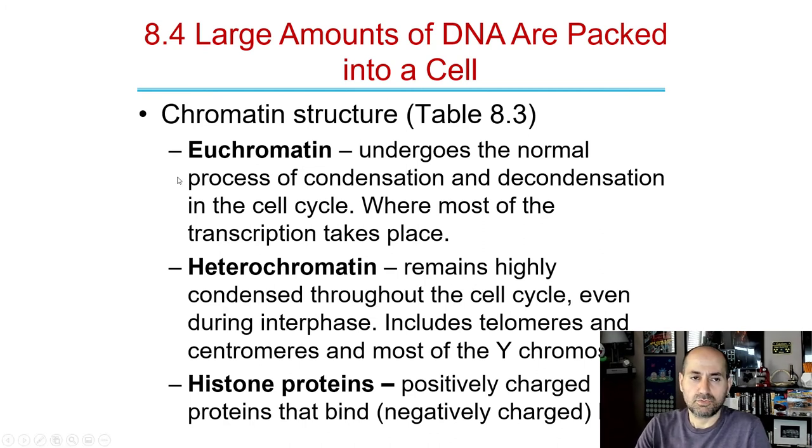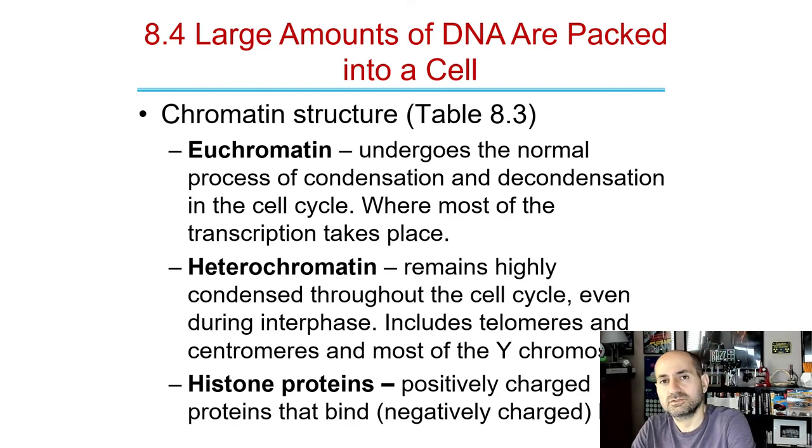Now, here's a little bit more about DNA packaging. Here are some terms you need to know about the structure of the chromosome. Euchromatin, this is what I call spaghettified chromatin. Euchromatin undergoes the normal process of condensation and decondensation in the cell cycle, where most of the transcription takes place. This is where most of the transcription takes place.